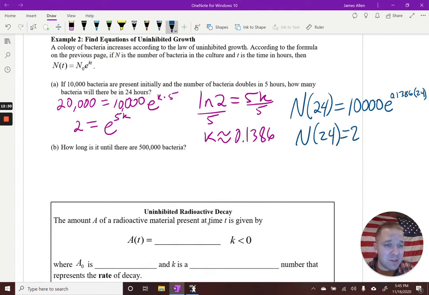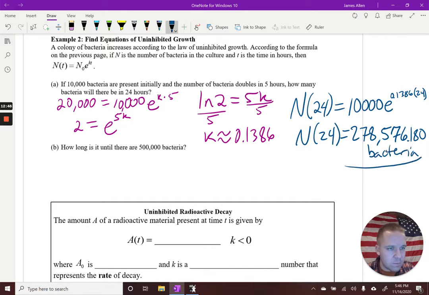Cool. So let's write that down. Luckily, I have it written down elsewhere because I don't remember all the numbers. 278,576.180. And that would be bacteria. Nice. Okay. Now it says how long until there are 500,000 bacteria.